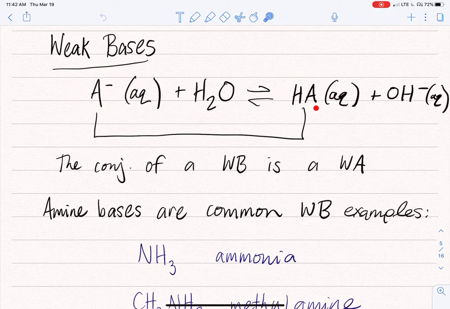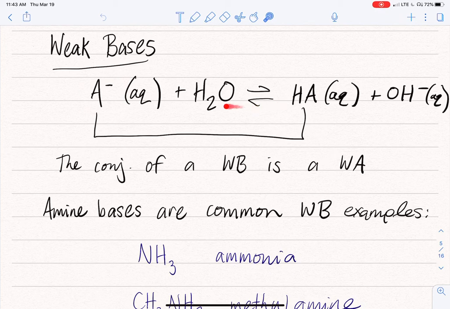HA is the conjugate of A-. A- is the weak base. HA is its conjugate acid. Water donates the proton to A-, so on the other side of the reaction arrow, it becomes hydroxide, OH-. This occurs in equilibrium because for a weak base, this reaction goes forward only to a very small extent.